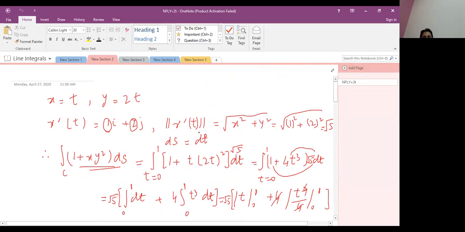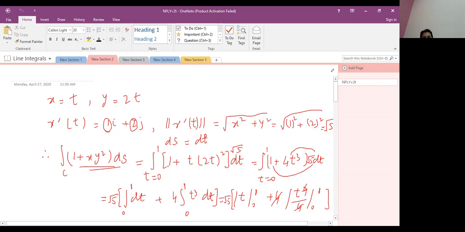If you find the magnitude of the given radius vector, when we apply this formula, we put here the value of x and the value of y. The answer is square root of 5. After finding the result, we will find the line integral of c, 1 plus x y square into ds.